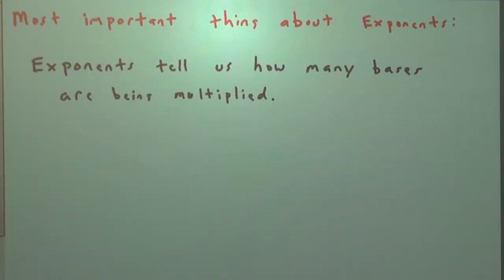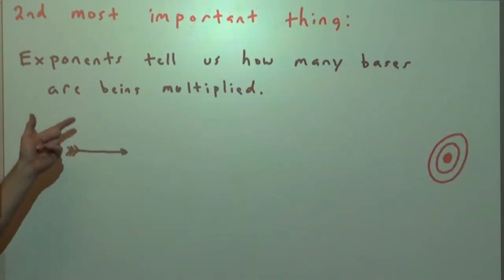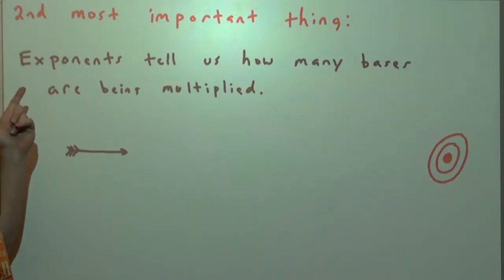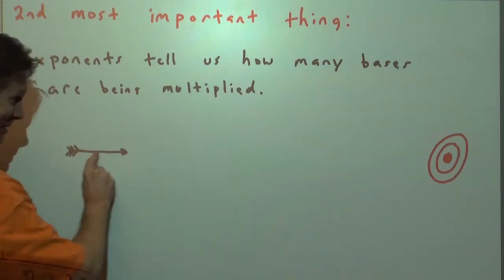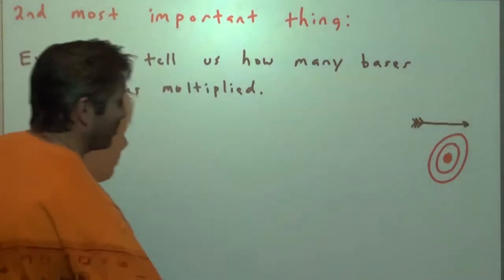Alright, so the most important thing about exponents is that exponents tell us how many bases are being multiplied. The second most important thing about exponents is that exponents tell us how many bases are being multiplied. In other words, I'm trying to make this thing stick.